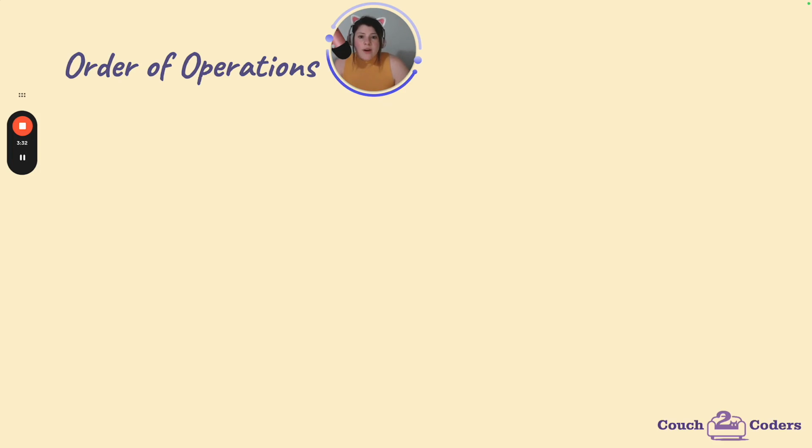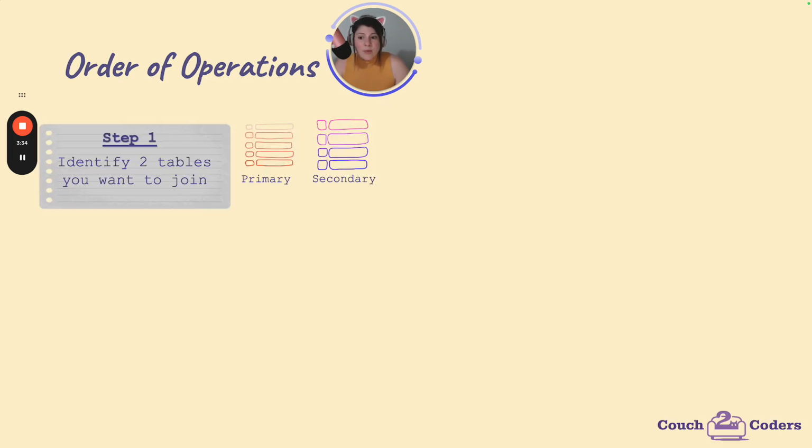So let's look at our order of operations. Step 1, you want to identify what tables am I joining? Which one's going to be my primary? Which one's going to be my secondary? If you remember from our last lesson, our primary table, we want that to be the table that has more data, more columns and rows, and the secondary to be the smaller one. If they're about the same size, then it doesn't really matter.